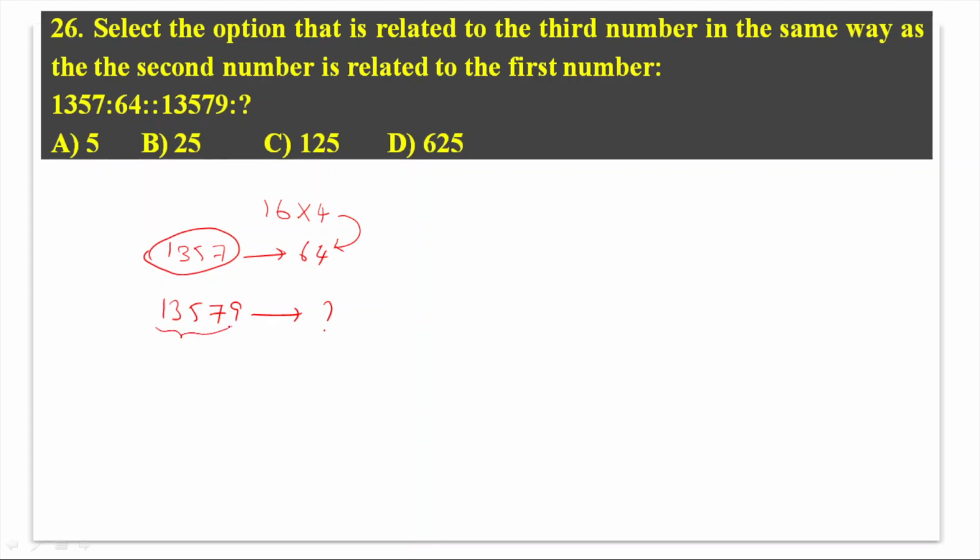Similarly, we observe here that the same numbers 1357 are present, and the only difference is that 9 is added here. So 16 plus 9 is 25, and 5 numbers are present, so 25 into 5 equals 125, which is present in option 1. I hope you understand this question. It is a very basic question. All you need to do is recognize the pattern given in the question.